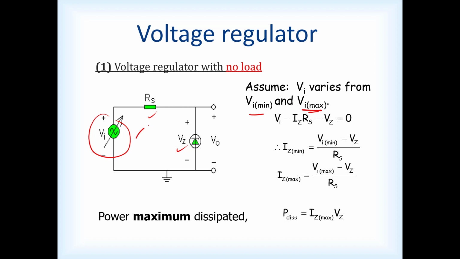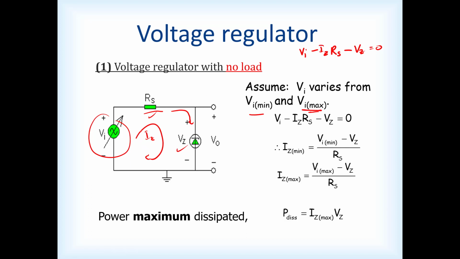Vin, according to Kirchhoff's law: Vin minus IZ RS minus VZ equals 0. Why do we call this IZ? Because the Zener diode is having a constant current through it, and without the load, the current will go through here and none goes to the load. So this is the same current IZ throughout the circuit.